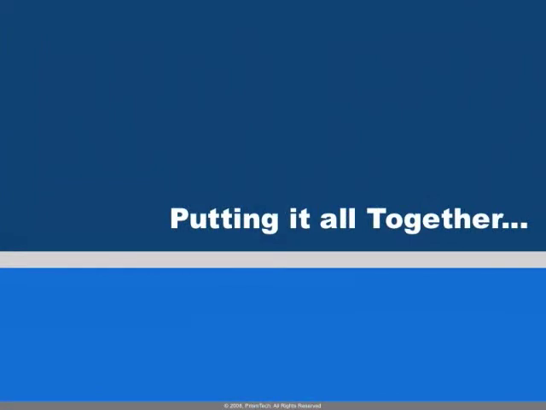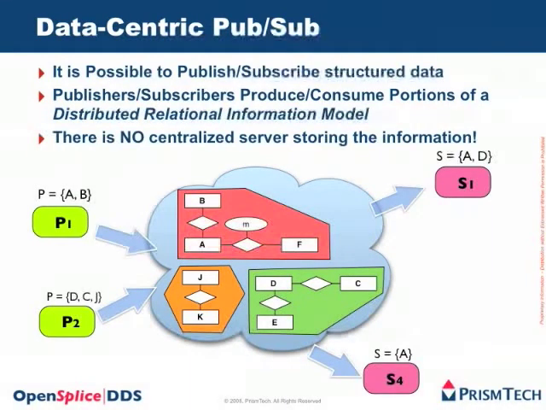Okay, so by putting all of this together, how does a DDS system which is actually running look? So typically it looks like this. You're essentially empowered to do pub/sub over a distributed relational information model. You can partition this information model, and you see in this example that I have 3 partitions, each with its own relational information model. And again, there is no centralized server storing the information. So information is fully distributed, so no single point of failure.